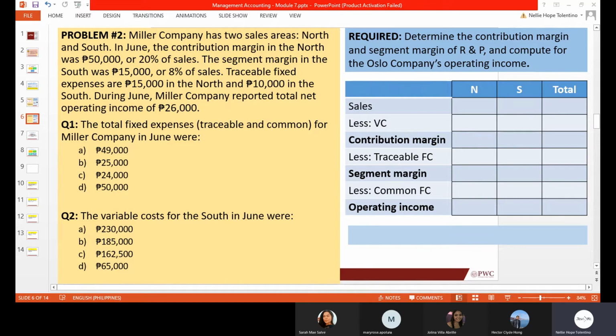Meron na. Letter B po. Other answers, meron? Sige. Okay, kasi medyo mahirap to ha. In fairness. So, answer for question number 1 is 49.